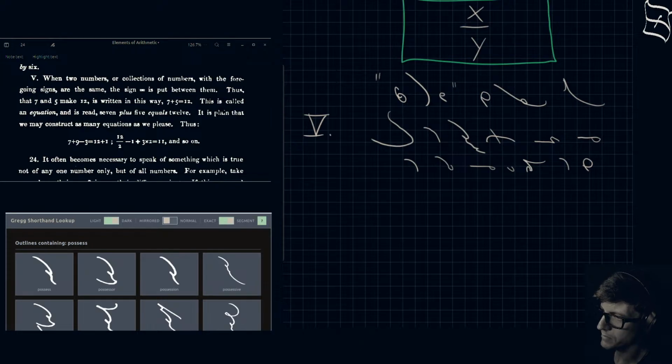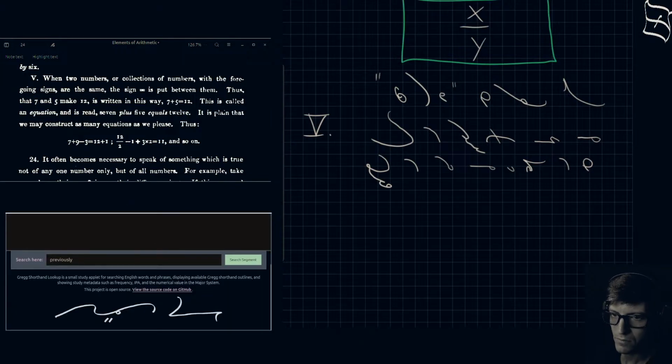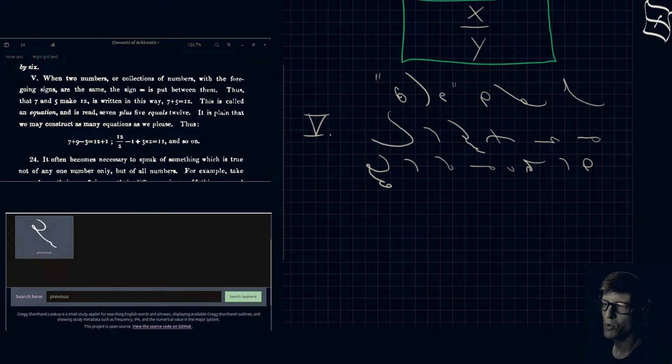So, previously. I believe that would be previously. Let's take a look. See if previously is a word, and it's not, but previous is. Yes, that is previous, but we need to make the V stroke just a little longer. So we're going to go any of the previously listed operations.